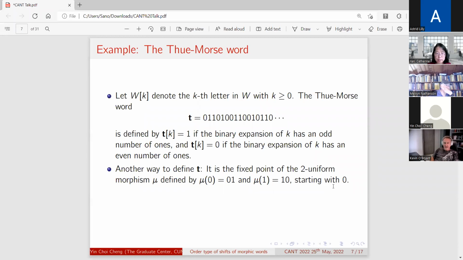Alternatively, we can directly define the letters inside the 2m squared. We let W square bracket k denote the kth letter in W, with k being greater than or equal to 0. Then the kth letter of the 2m squared is equal to 1 if the binary expansion of k has an odd number of 1s. And the kth letter is 0 if the binary expansion of k has an even number of 1s.